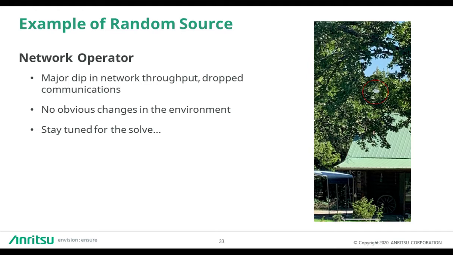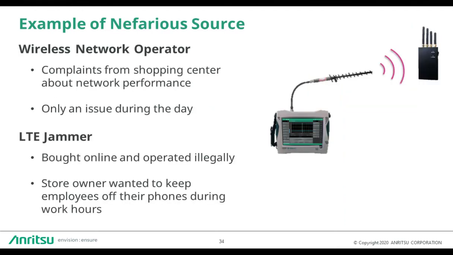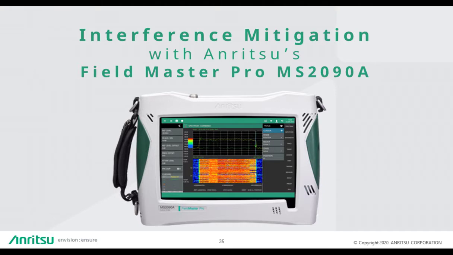So I'm going to tease one more time this example of a network operator who is seeing issues in their network. I'll come back to that in a second. I already mentioned again this nefarious source, the LTE jammer. So they used the directional antenna, they hunted down the interferer, the jammer, and were able to get it to stop.